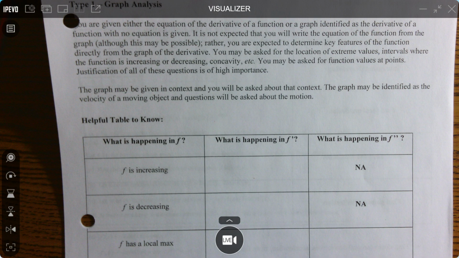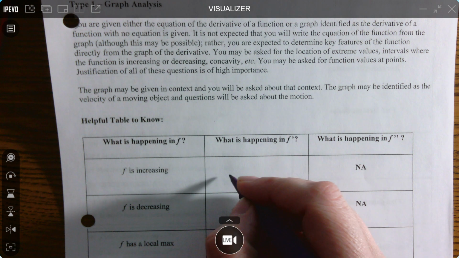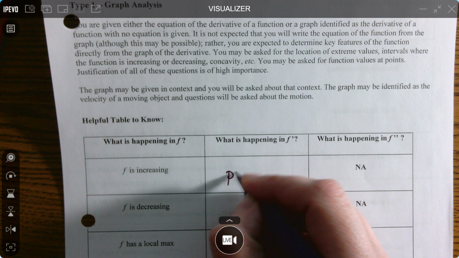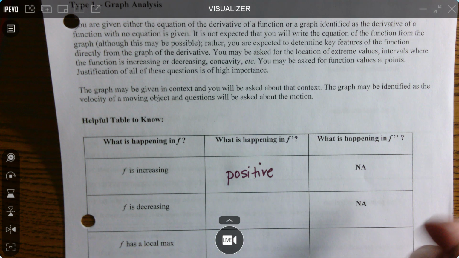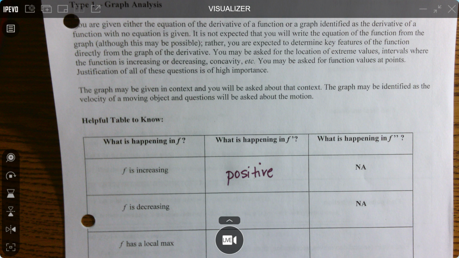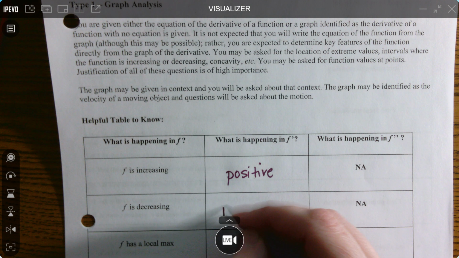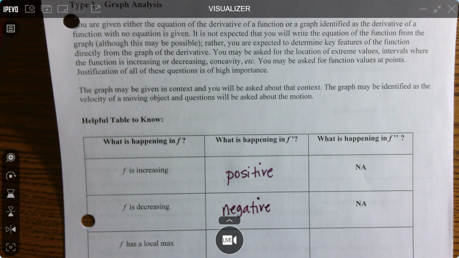So you already have this helpful table. It's something that we filled out a long time ago, but if you want to fill it out again, I'm going to talk through it again. Just a quick reminder that if f is increasing, what we know is that f prime is positive. And when we say positive, what we really mean is that the y-coordinate on the graph is positive, or looking above the x-axis, or in the case of decreasing, below the x-axis.